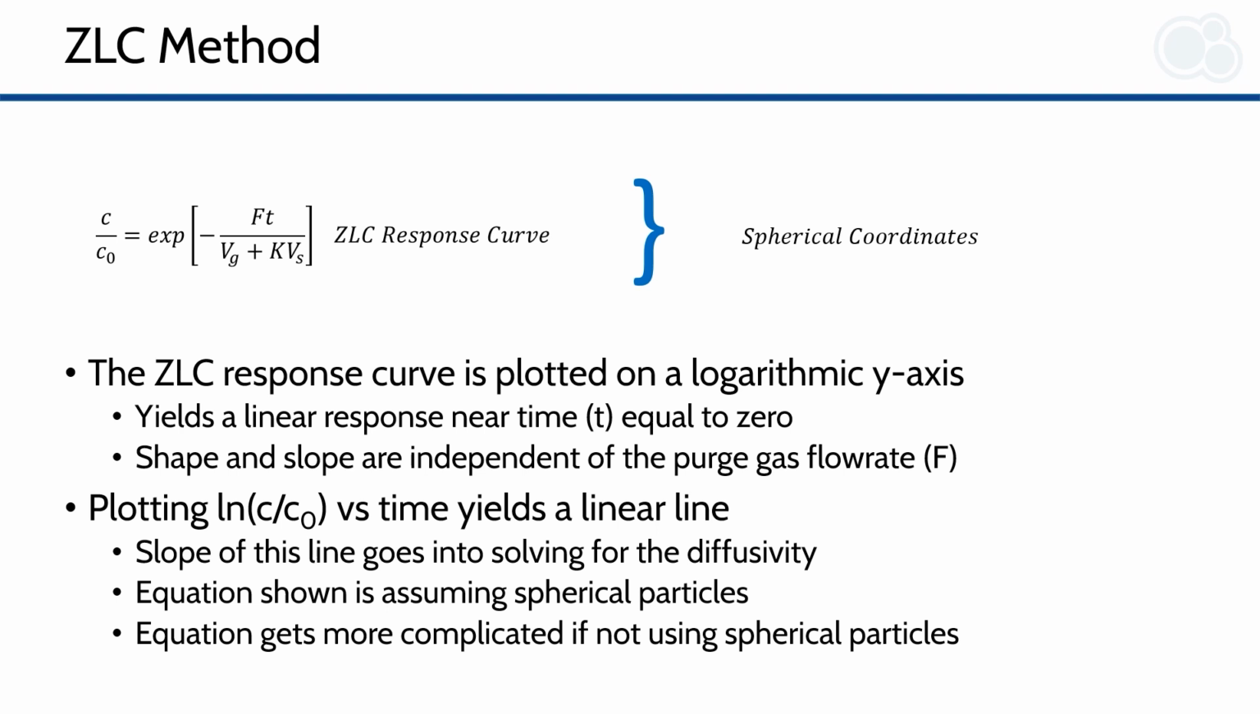It should yield a linear response near time t equal to 0. The shape and slope should also be independent of the purge gas flow rate. So plotting the natural log of C over C naught versus time should yield a linear line, and the slope of this line is involved in solving for the diffusivity of the exiting gas.